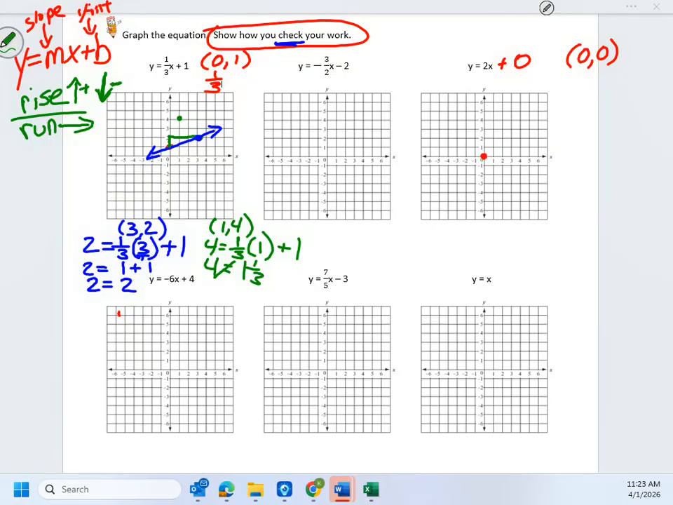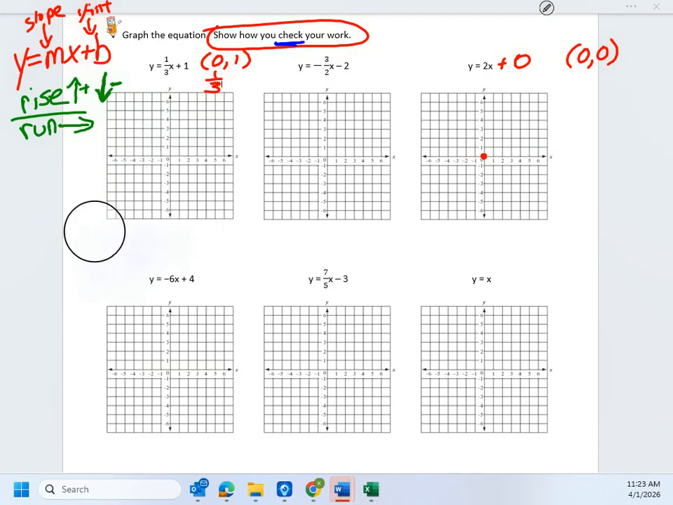And I need to go back and say, wait, did I do my rise over run correctly? So that's why it's important that we do go and check our work, because you'll catch yourself if you graphed incorrectly. Does that make sense how you check your work? Use that second point, plug it into the equation, and you'll catch any mistakes that you made.